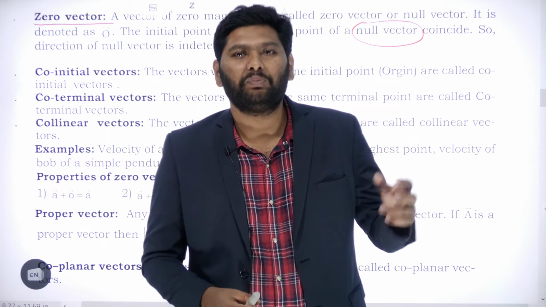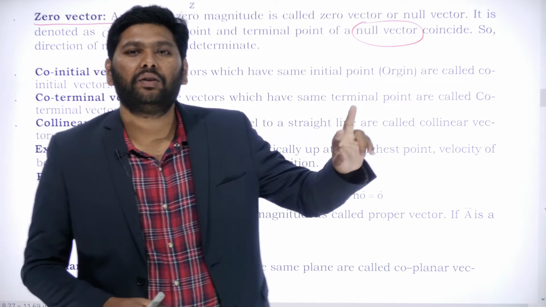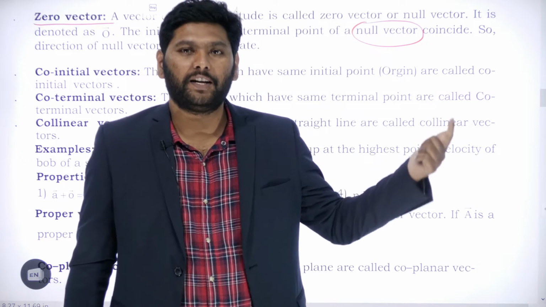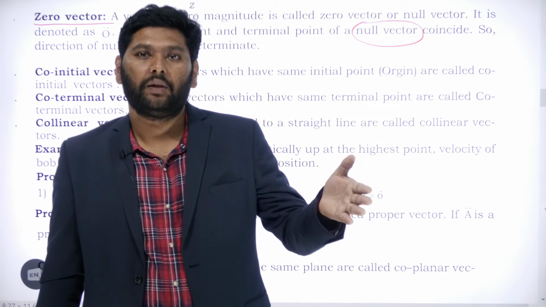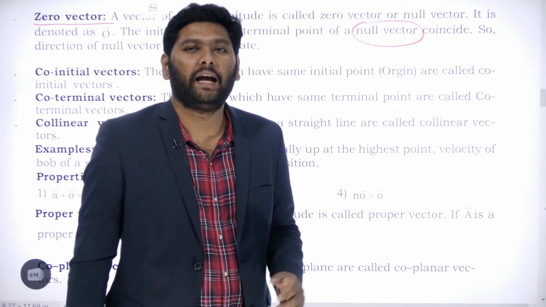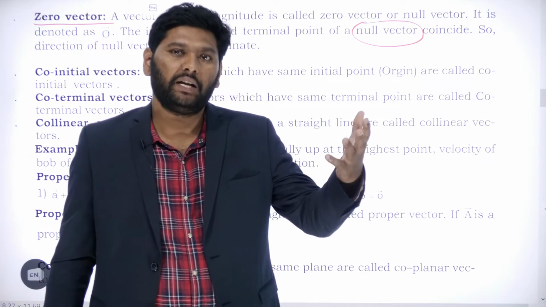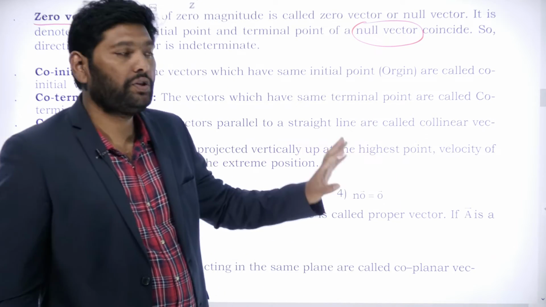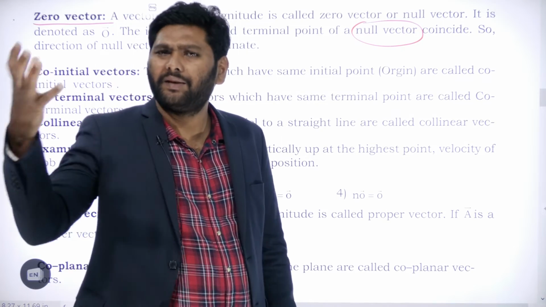See, we can define in a simple manner. Zero vector means having zero magnitude. Before, we learned unit vector: having unit magnitude is known as unit vector. And here zero vector means having zero magnitude and the direction is undetermined. No direction. We cannot represent the direction. Zero vector means magnitude is zero, the direction is undetermined. We cannot predict the direction.